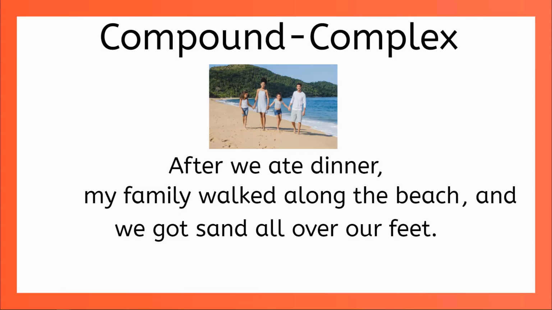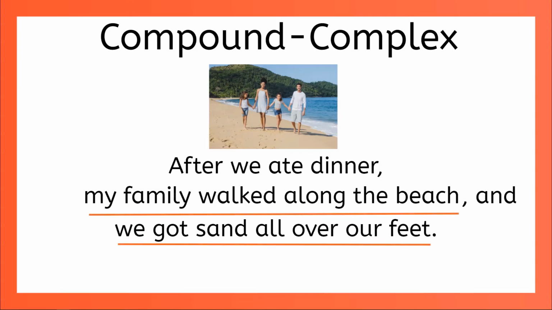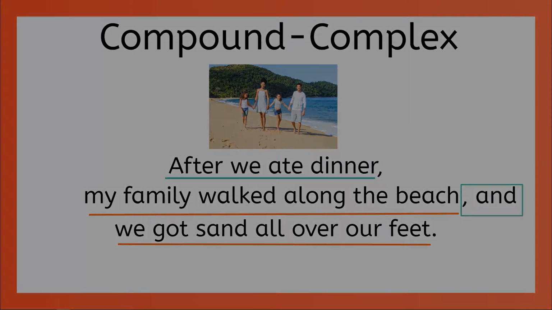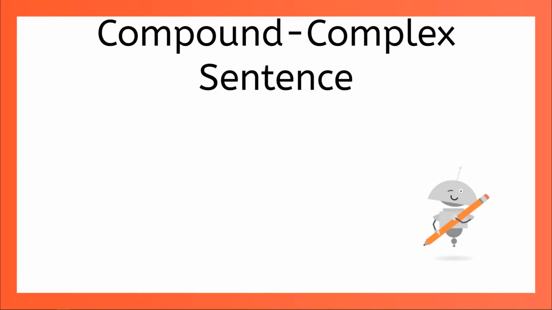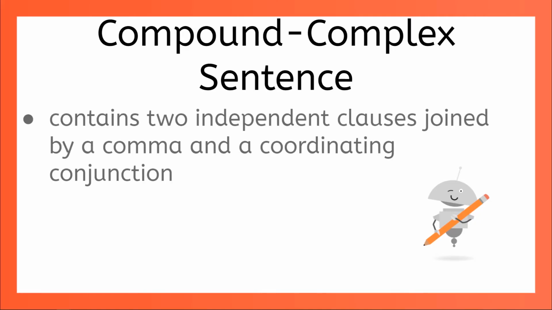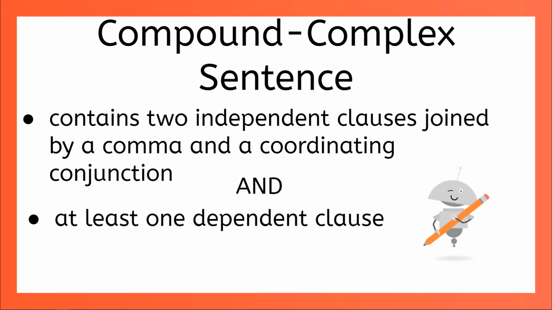It has two independent clauses joined with a comma and coordinating conjunction, and it also has a dependent clause added to it. So now we know that a compound complex sentence contains two independent clauses joined by a comma and coordinating conjunction. That's the part that makes it compound. And it also has at least one dependent clause. That's the part that makes it complex.